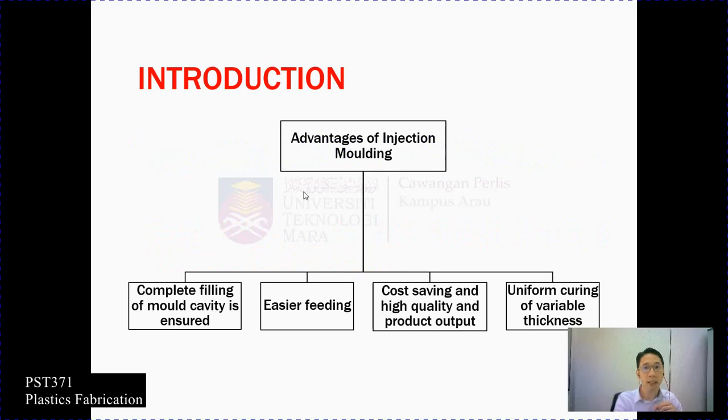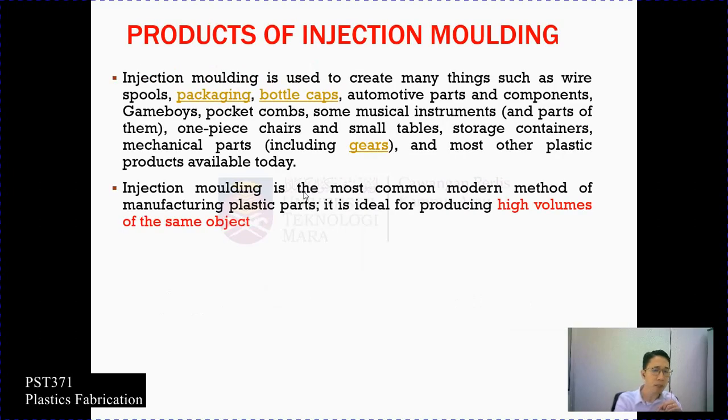So the advantages of injection molding include complete filling of the mold cavity, which ensures easy feeding, cost saving, high quality product output, uniform curing, and variable thickness. Injection molding is used to create many things such as wire spools, packaging, bottle caps, automotive parts and components, Game Boy pockets, etc., and storage containers, mechanical parts including gears, and most other plastic products available today. Injection molding is the most common modern method of manufacturing plastic parts, ideal for producing high volumes of the same object.